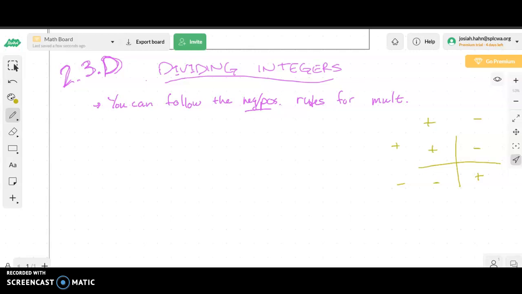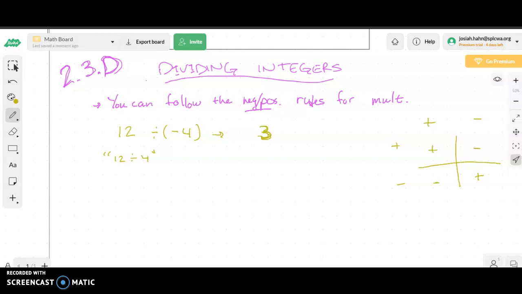So let's look at an example of this. You might see something like this. Let's say that you're given a problem that asks you to do 12 divided by negative 4. Just like before, we're going to pretend that there aren't any negatives. We're going to do 12 divided by 4, and then we'll deal with our negatives later. 12 divided by 4 is obviously going to be 3. You know that right away because 4 goes into 12 3 times.